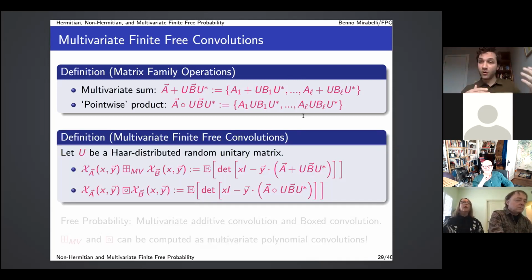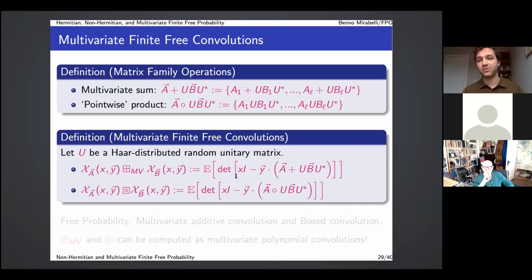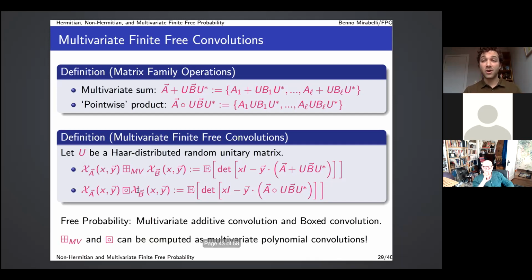So now, just as before, this gives me a random matrix family. That's a really complicated thing to study. And I make it tractable by taking the expected multivariate characteristic polynomial. And amazingly, both of these are also just multivariate polynomial convolutions of the two corresponding multivariate characteristic polynomials of the families of matrices A and B, for both the multivariate sum and the pointwise product. There are corresponding convolutions for these in free probability. This corresponds to the multivariate additive convolution of free probability. And this corresponds to what's called the free boxed product. So I'll tend to call it the finite boxed product because of that connection.